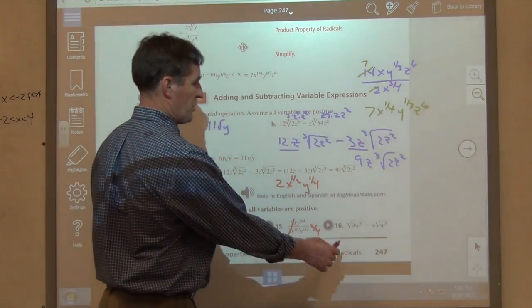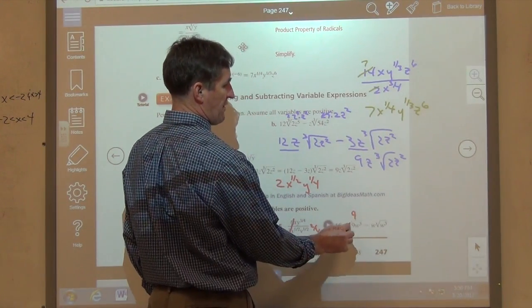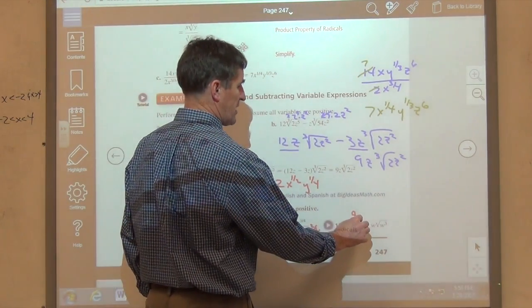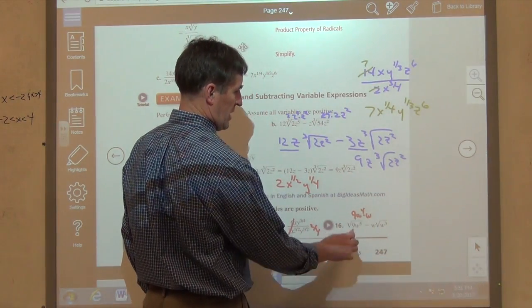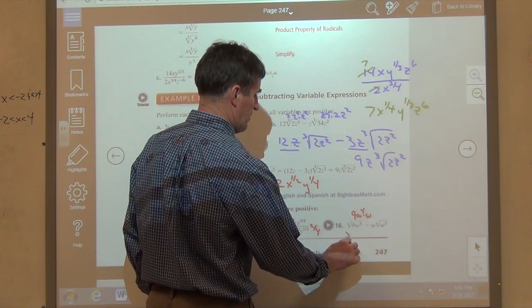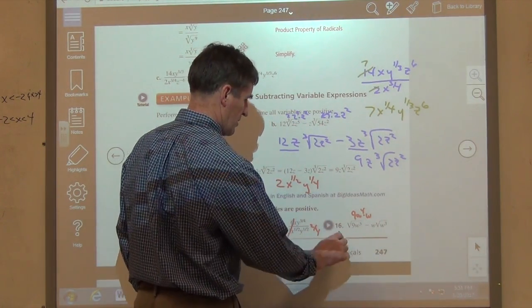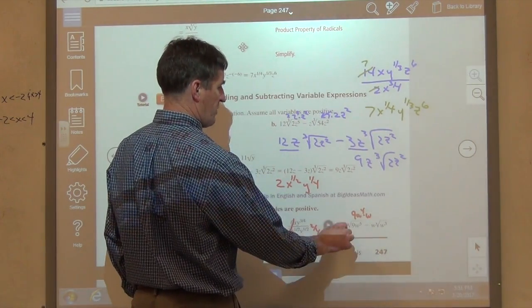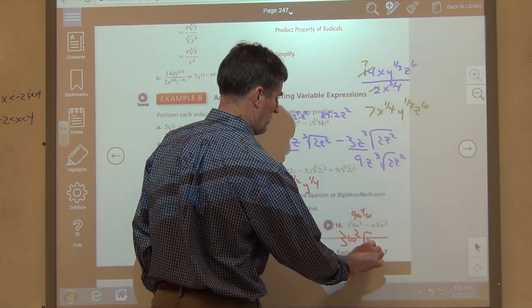Lastly, we're taking the square root of this. So again, I can take the square root of 9. 5 is not divisible by 2, so I'm going to break that into w to the 4th times w. So the square root of 9 is 3. 4 divided by 2 is w squared, and then we get the square root of w.